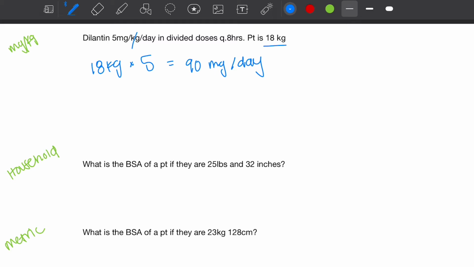And it says in divided doses every 8 hours. So we know that 24 divided by 8 is 3. So we're going to give this child 3 doses of Dilantin during the day. So now we're just going to do 90 divided by 3. And so we're going to give them 30 milligrams per dose of Dilantin. So that's all there is to that. It might ask you to go further and give you the concentration of the med, like it's however many milligrams per mils. Then you'll just take that and calculate. But that is how you calculate the milligrams per kilogram of a dose.